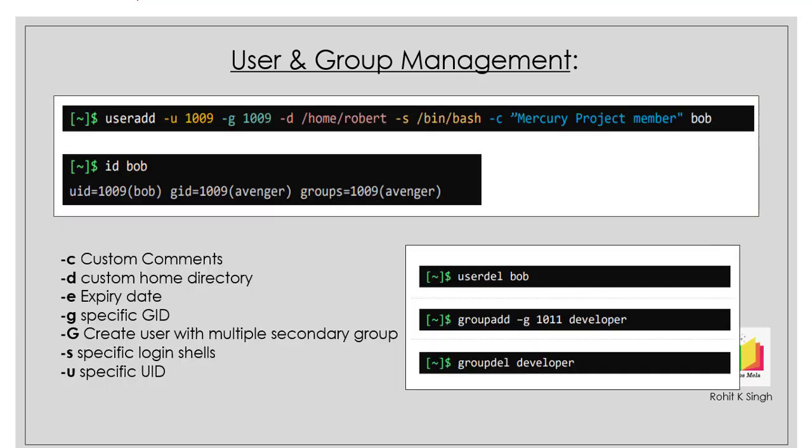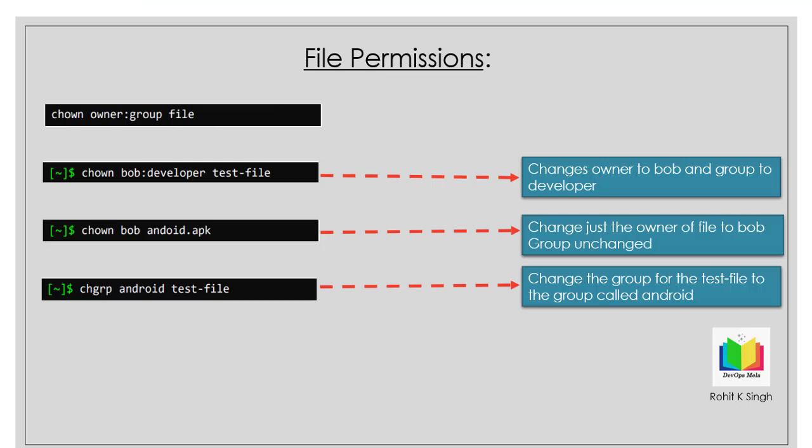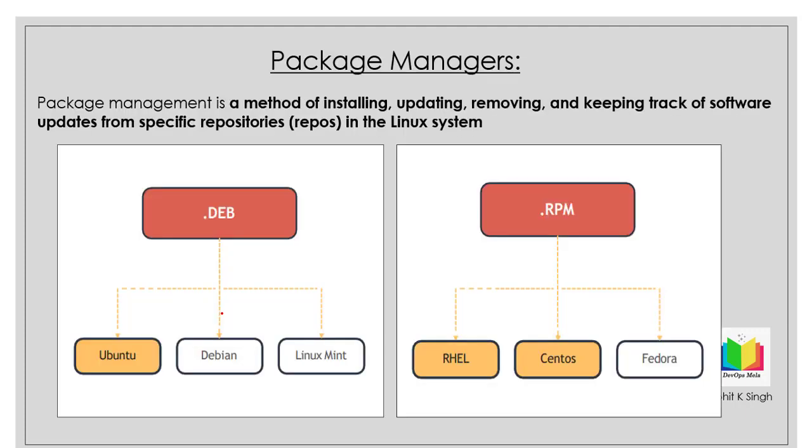Let me see if there's anything left. See, the change ownership is also given. Changing ownership to Bob and group developer. Then you got chown over here. Then you got chgrp over here also. Let me see. Okay, package manager. This package manager I'll cover tomorrow, guys, not today.